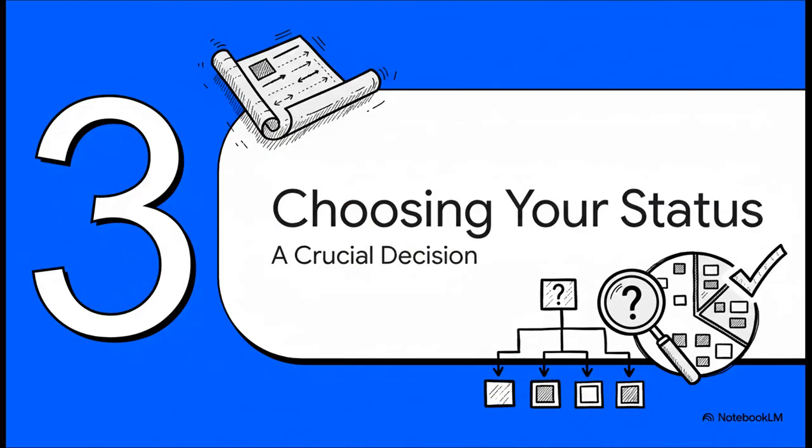Right, we've got our blueprint. Now let's talk about one of the most important decisions you'll make when you're filling this thing out, selecting the correct reporting status. This choice is a big deal because it determines exactly which data fields you have to fill in.